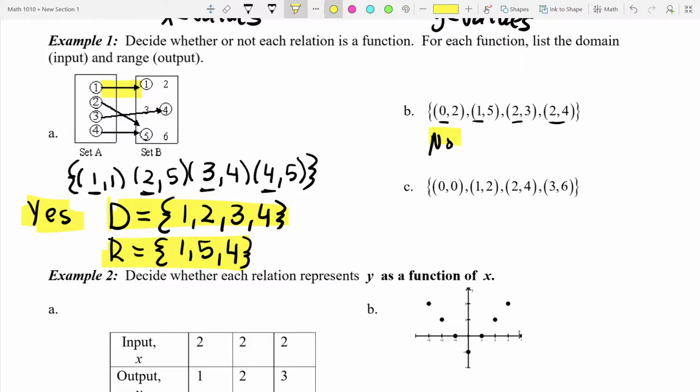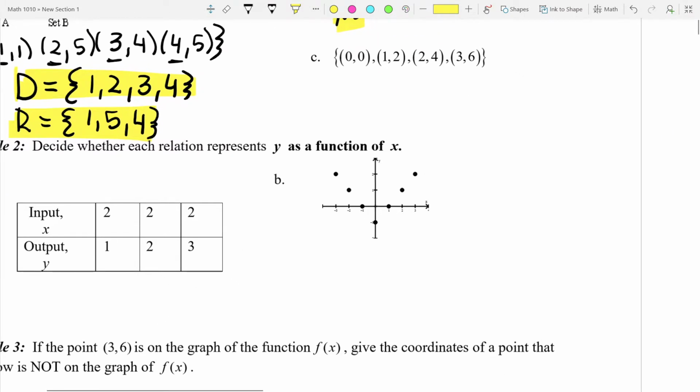I'm going to highlight my answer and I'm done because I only have to list the domain and range if it's a function. Okay, let's look at the next one. Question C. Look at the x's: 0, 1, 2, 3. Everybody talk to me. Yes, it is. So everybody write yes.